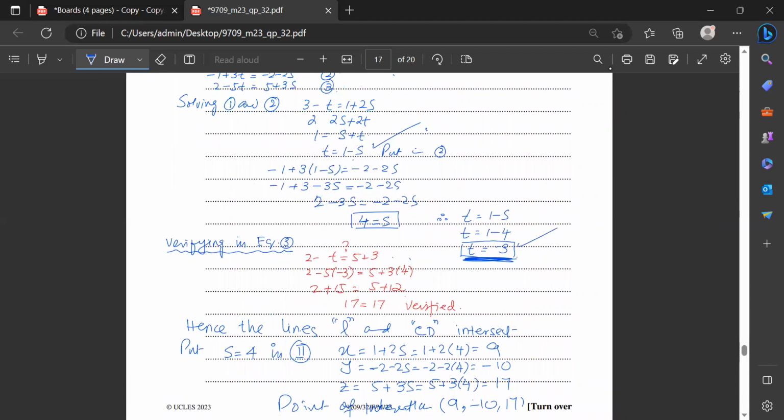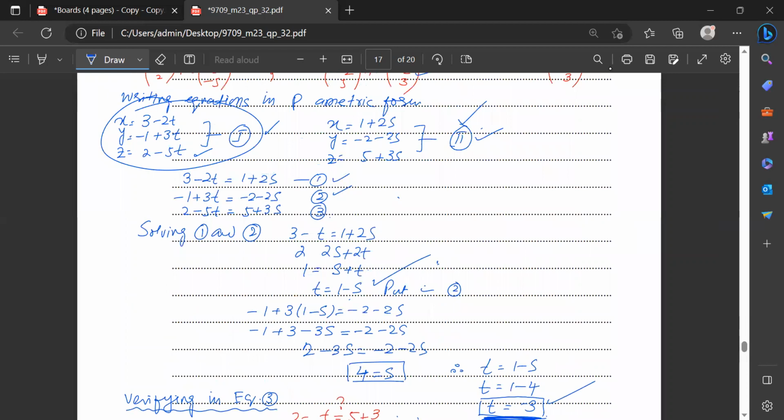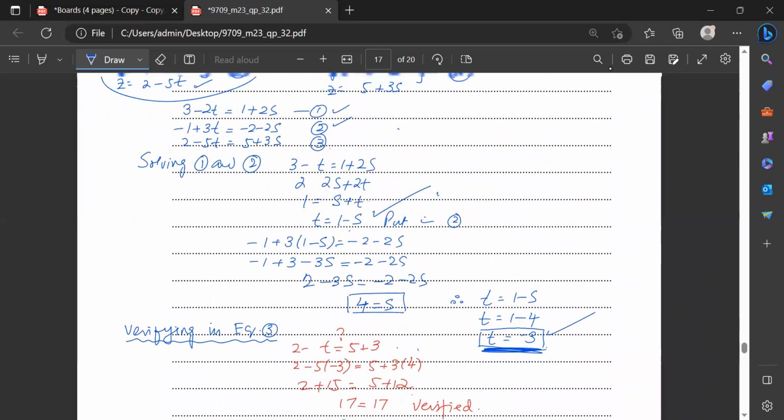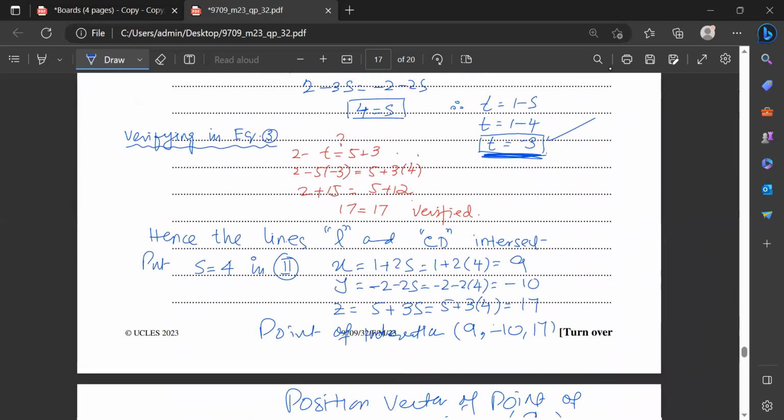The answer we obtain for the point of intersection by using the value of s in the second set, the same coordinates you will get if you put the value of t in the second set, because the lines are intersecting. And if, for instance, after finding the values of s and t, the remaining equation is not verified, then we write that the lines are not intersecting, and if the lines are not intersecting, there is no point of intersection.